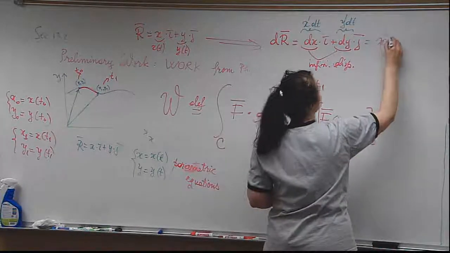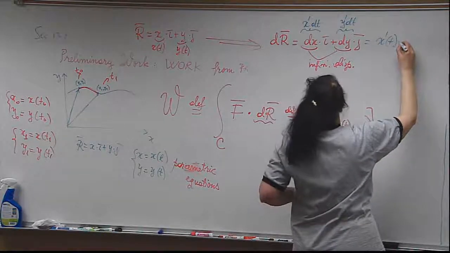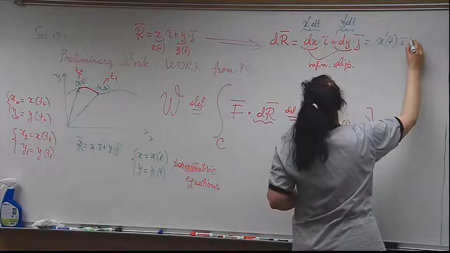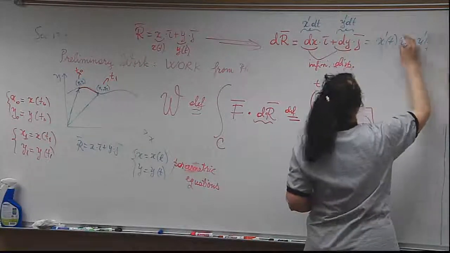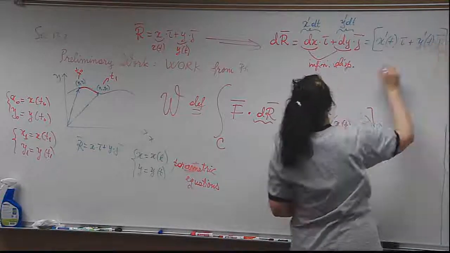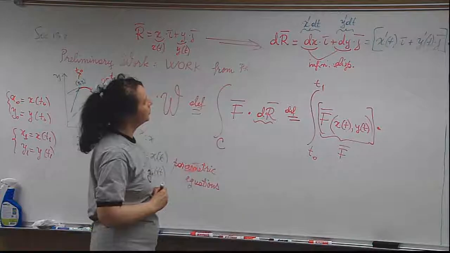This is x prime of t i plus y prime of t j times dt. So dt is like a common factor.